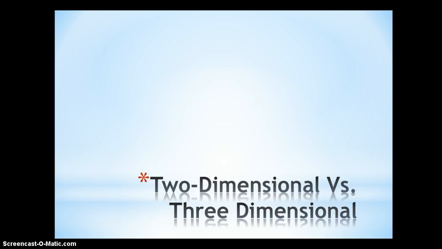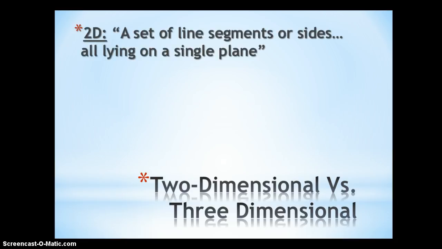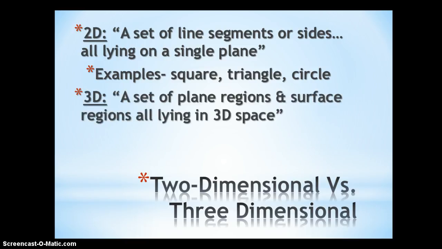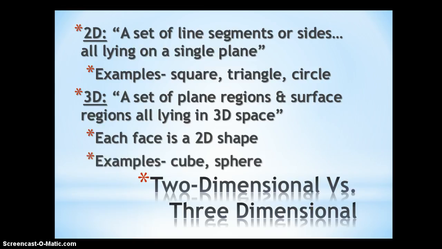So now we need to look into a 2-dimensional object versus a 3-dimensional object. So what is a 2-dimensional object? 2-dimensional is a set of line segments or sides all lying on a single plane. An example of this would be a square or a triangle or a circle. 3-dimensional objects are a set of plane regions and surface regions all lying in a 3-dimensional space. So each face of a 3D object is actually a 2D shape. And examples of this include a cube or a sphere.